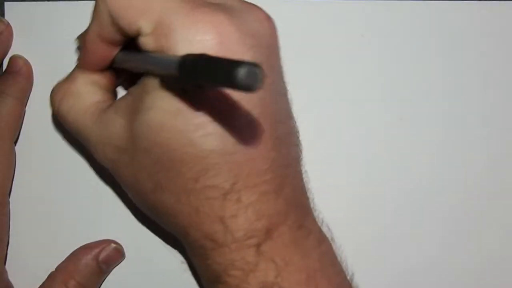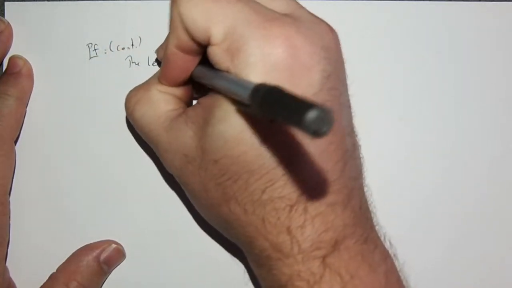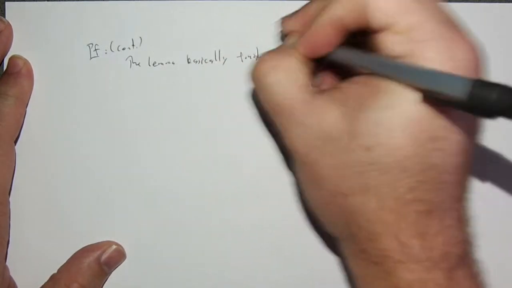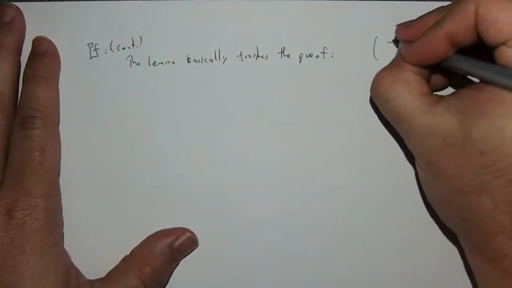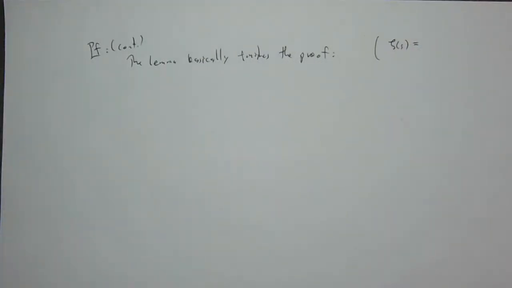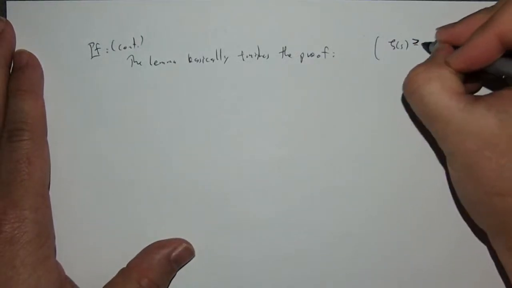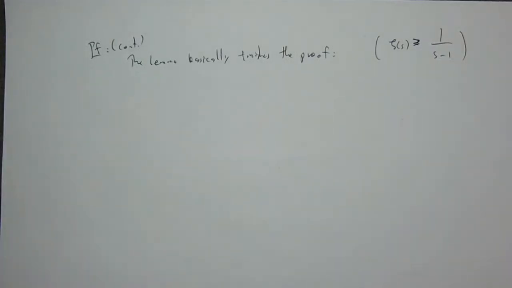Okay, but why does this lemma basically do it? So, proof continued. The lemma basically finishes the proof. Okay, so recall, the lemma says that zeta of s, for any s bigger than 1, which is exactly all the s for which zeta is defined, is greater than or equal to 1 over s minus 1. That's what my lemma says.